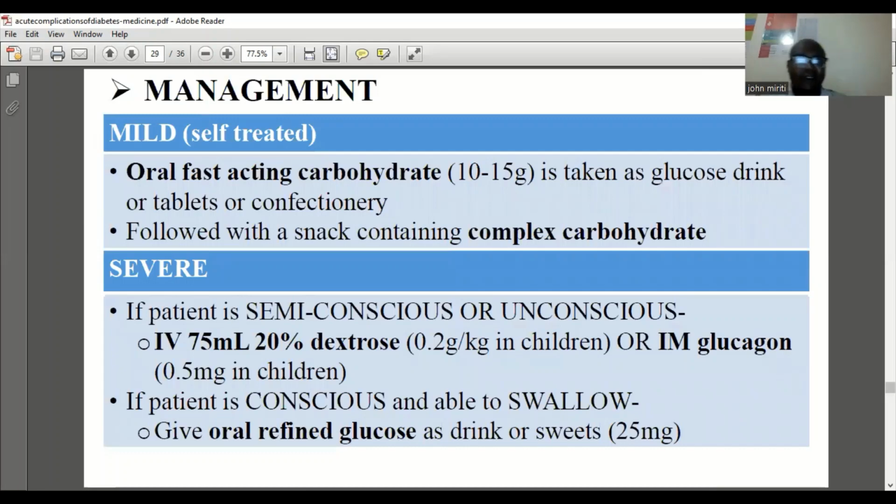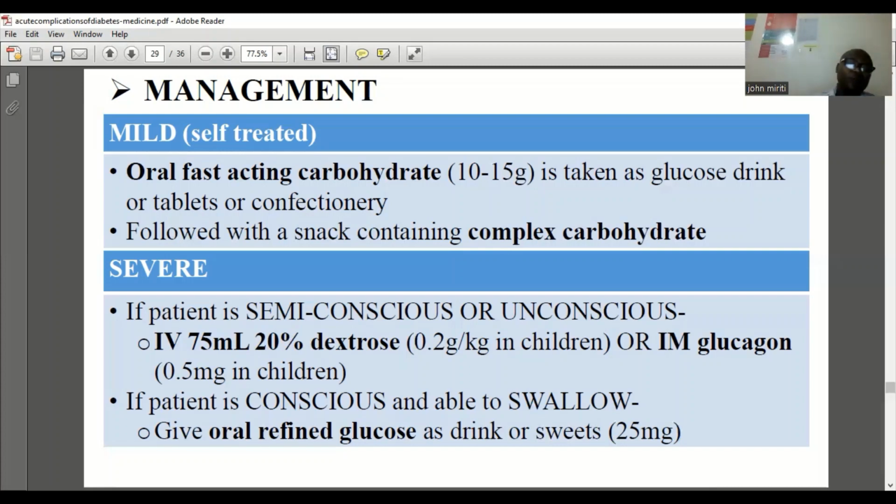So in this case, how do we manage this type of patient with low glucose? In mild cases, you can do self-treatment where you give oral fast-acting carbohydrate, 10 to 15 grams, taken as a glucose drink, tablets or confectionery, followed with a snack containing a complex carbohydrate. Then in a severe case, if the patient is unconscious, you give IV 75 milligrams of 20% dextrose, and in children you give 0.25 grams per kg body weight, or you can also give IM glucagon, which is not very common in our setup, so it is better you give glucose.